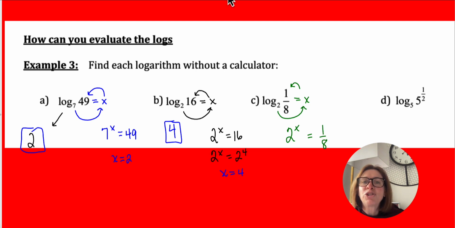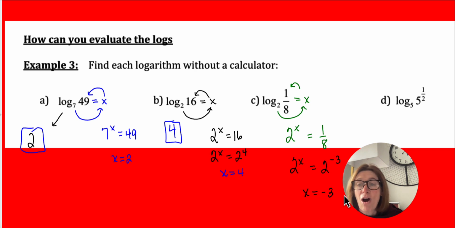So then you can visually see what's happening here, right? We need to make the bases the same, so I'm going to write this as 2 to the x equals 2 to the -3. Remember, 1/8 is 1/2 cubed, and then I want to make the bases the same, so I would have to bring it up and make it negative, so this would be -3.